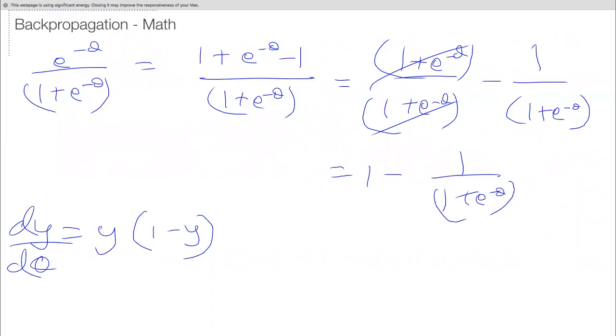So far, so good, guys. Are you able to follow me? That's why I'm doing the math step by step, so that I don't just say, boom, here's the differential of a sigmoid is y times 1 minus y. You now know why. Now we got the activation function out of the way as well, right?